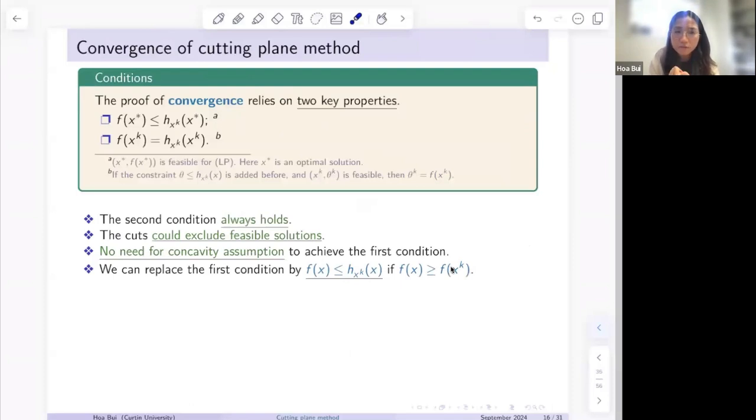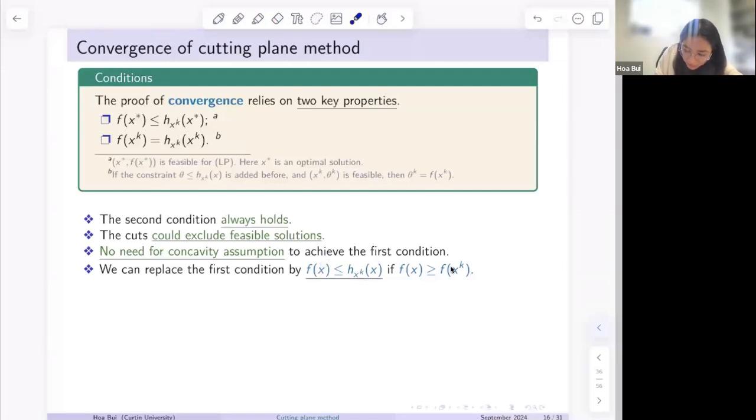And for the first condition, the cut could exclude infeasible solutions, and we don't care about infeasible solutions. There's no need for a concavity assumption to achieve the second condition. But the question is how do we check the first condition without knowing where x star is? So we can replace the first condition by this condition, meaning that now we can see here this is actually x star.